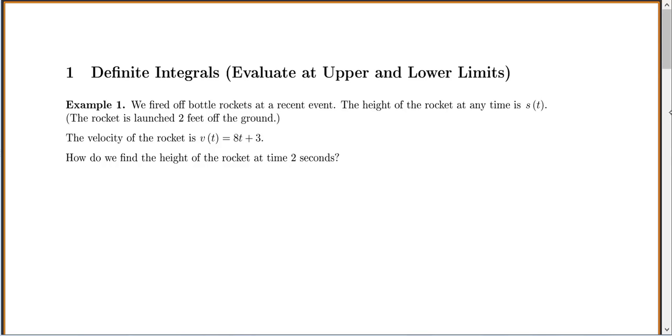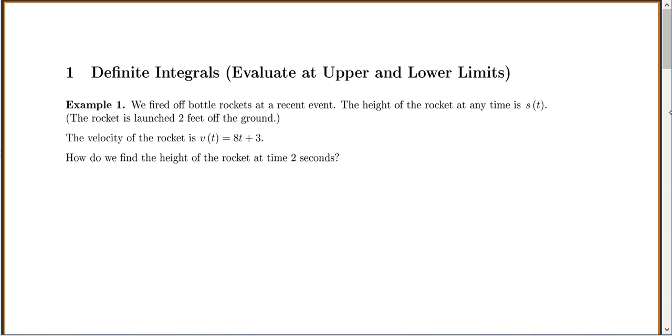Today we're going to do definite integrals, which is when we actually put limits. We call them upper and lower limits on our integral. So for this example, we fired off bottle rockets at a recent event, and the height of the rocket at any time was s of t. We'll measure our position, or our height, with s. And just so you know, the rocket was launched 2 feet off the ground.